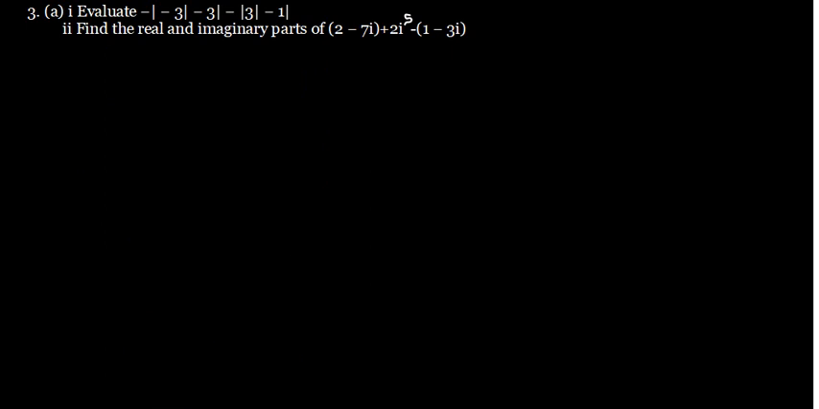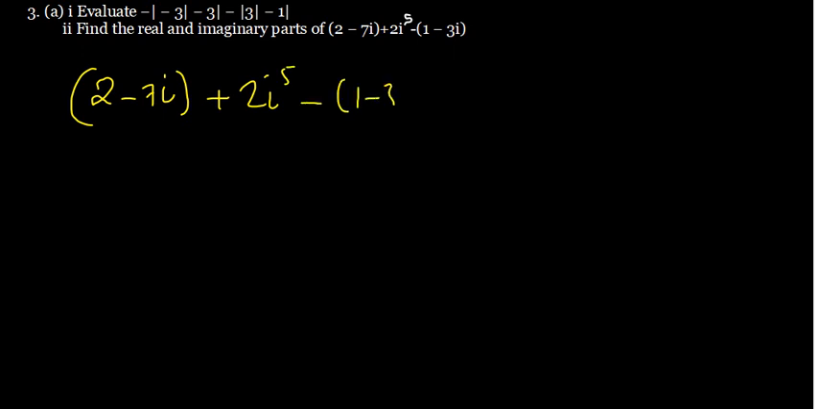Alright, find the real and imaginary part of 2 minus 7i plus (2i)^5 minus (1 minus 3i). So this is the same as 2 minus 7i. Now what is (2i)^5?